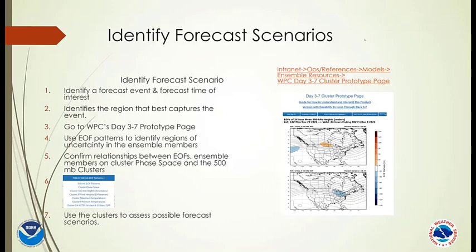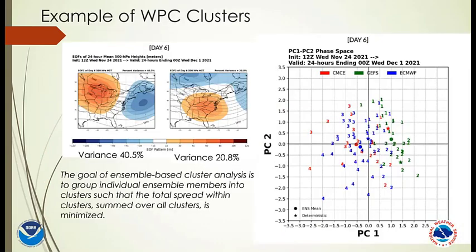So we use these EOF patterns to identify these regions, and then we confirm the relationship of these EOF ensembles in our cluster space, and we'll look at the 500 millibar clusters. Easy for me to say, you'd say. So what we're going to do here is we'll look at these in a minute. So we're looking at day 6. When they predict the variance, it's always on the 500 millibar heights. And here was November 24th.